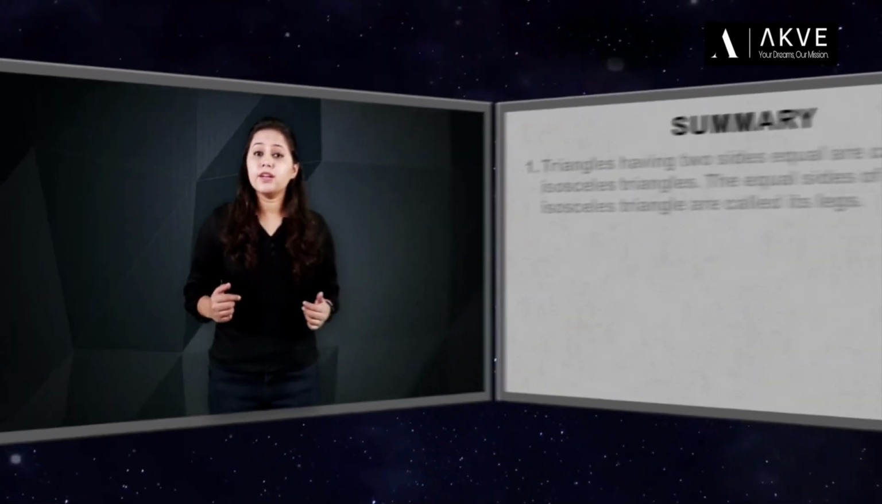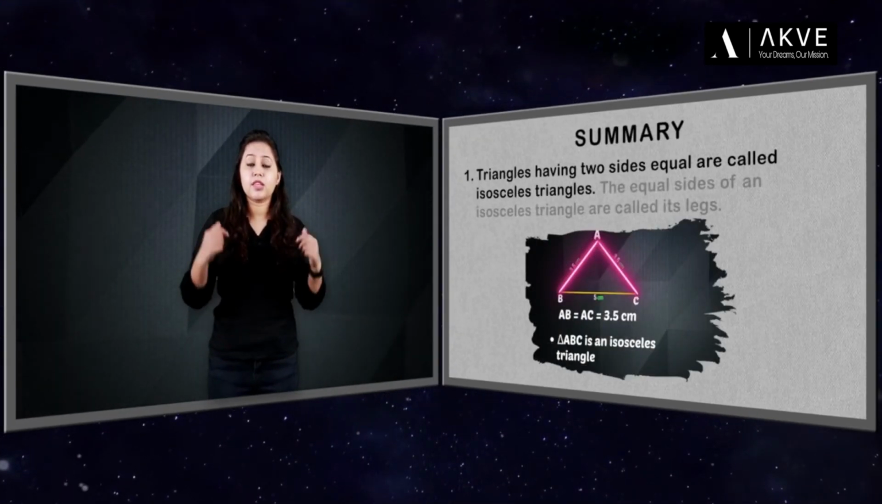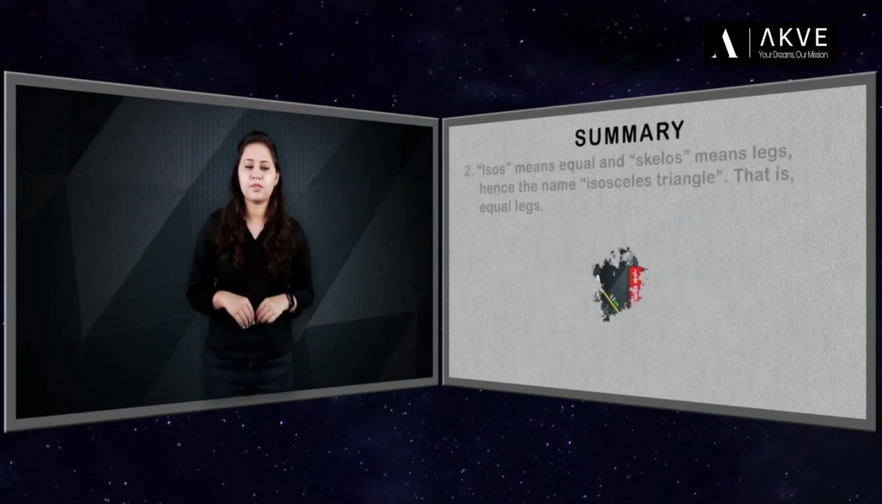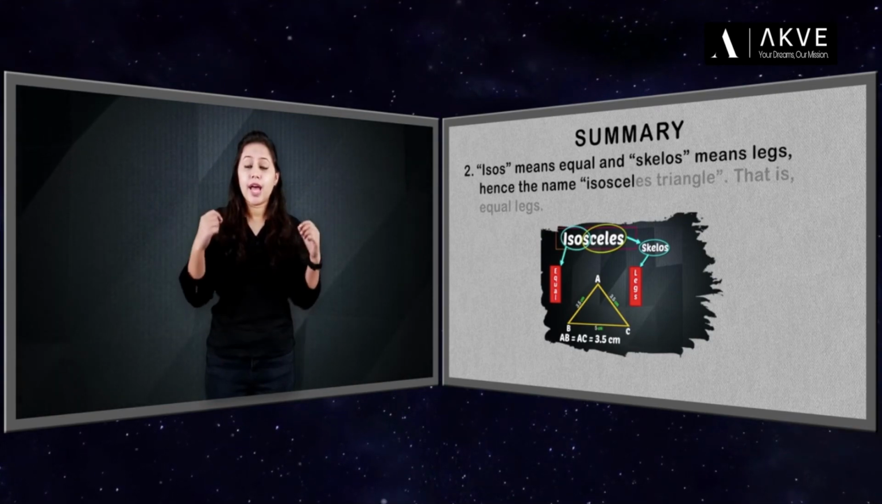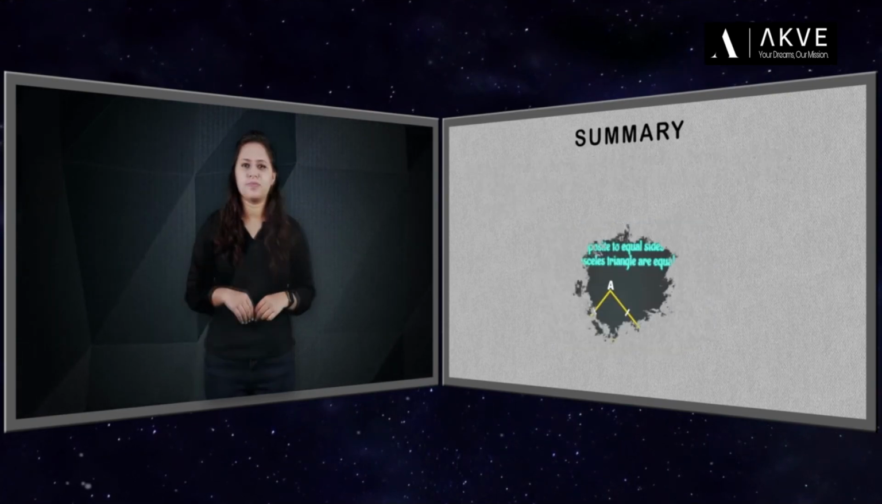This brings us to the end of this video. I hope you enjoyed learning about the isosceles triangle. Now let's do a quick recap. Triangles having two sides equal are called isosceles triangles. The equal sides of an isosceles triangle are called its legs. Isos means equal and skelos means legs. Hence the name isosceles triangle, that is equal legs.